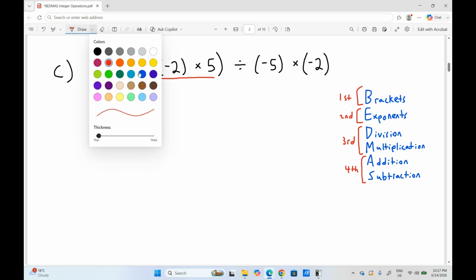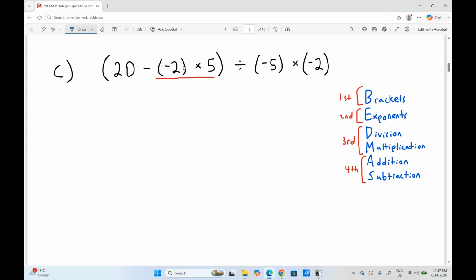So in this case here, a negative number times a positive number is going to be a negative number. And 2 times 5 is 10. So I get -10 here. Now I still write down what I have that I haven't used. So I still have 20 minus, but instead now I have 20 minus -10. And I still also have divided by -5 times -2.